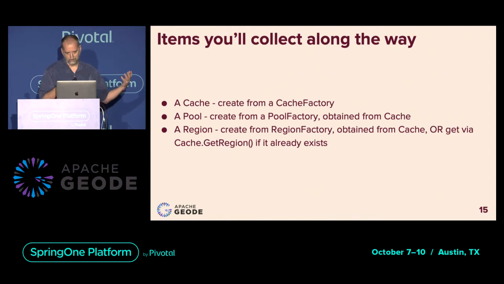Once you have a cache, you need to create a pool. You don't necessarily need to hang on to the pool, but you do need to remember the name of the pool. You'll need the pool name to create a region. And you just walk down the line from pool factory to pool to region factory to region, and then you can do puts and gets and some of the actual interesting work of actually storing data in your cache.